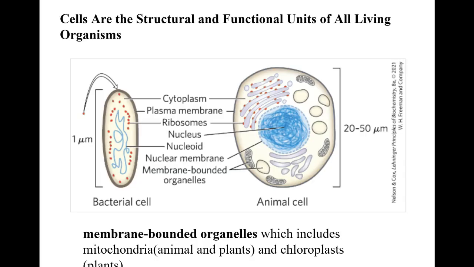And so continuing on with the study of the cell, you have the membrane bound organelles. That includes the mitochondria, which is in animals and in plants. And then you have the chloroplast, which is only present in plants. And that is depicted right here in the figure.